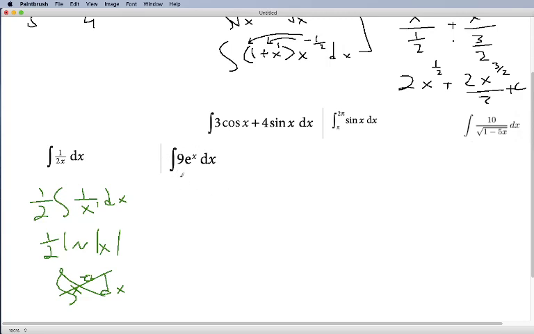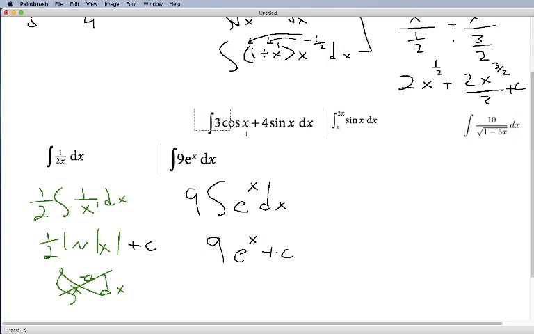This next one, I would have taken the 9 out front again, because you're allowed to take a constant out front. And then from here, the integral of e to the x is e to the x, so you end up getting 9e to the x plus your c. Of course, you should have a plus c on this one as well.